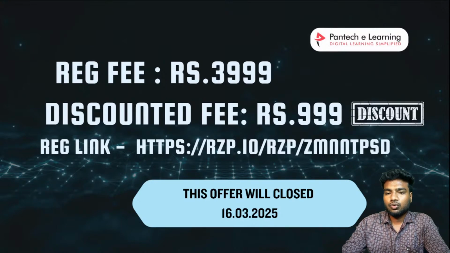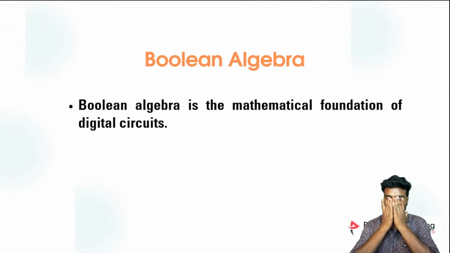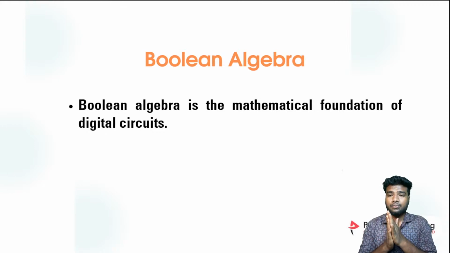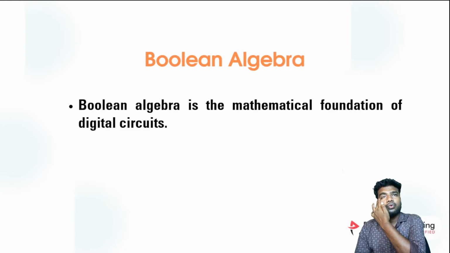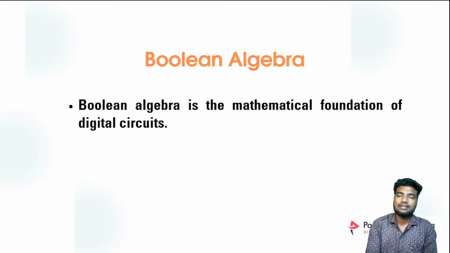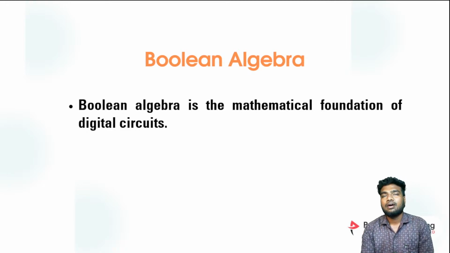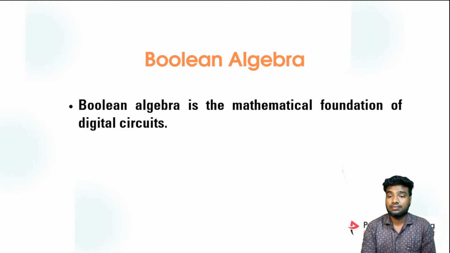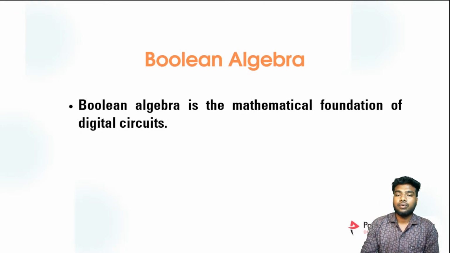So let's move to Boolean algebra. Boolean algebra is the mathematical foundation of digital circuits. We know that logic gates include the AND gate, OR gate, and NOT gate. By these gates we can do algebraic or mathematical operations. We can do arithmetic operations by using the logic gates. Let's see how to do it one by one.